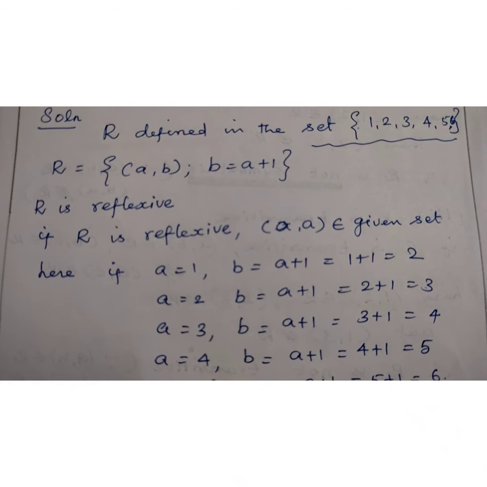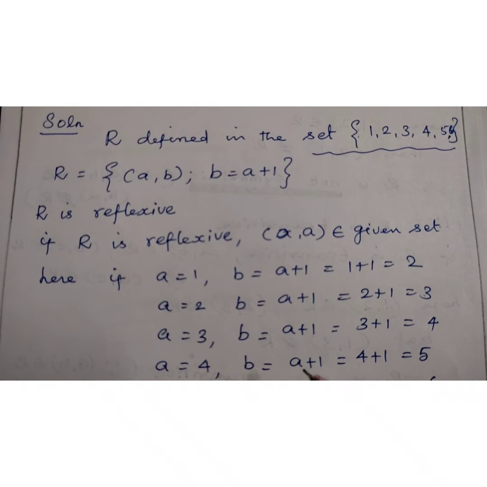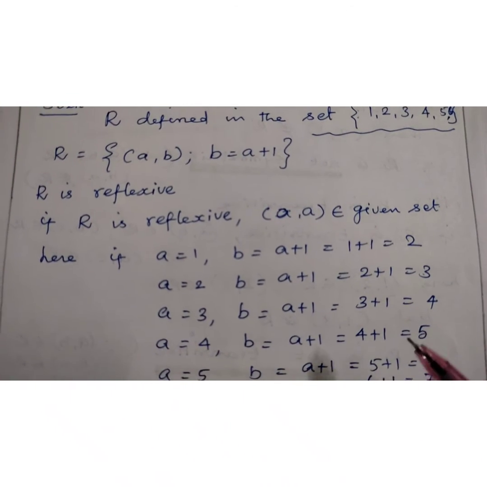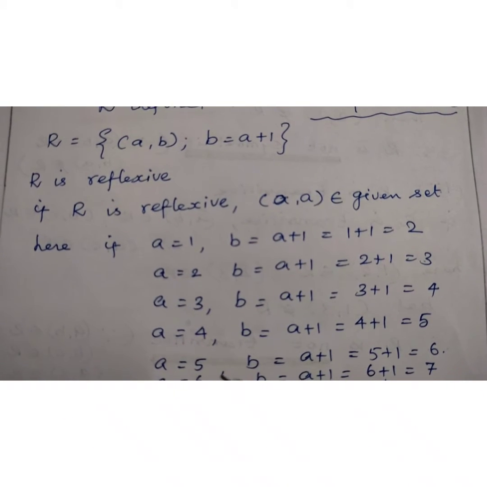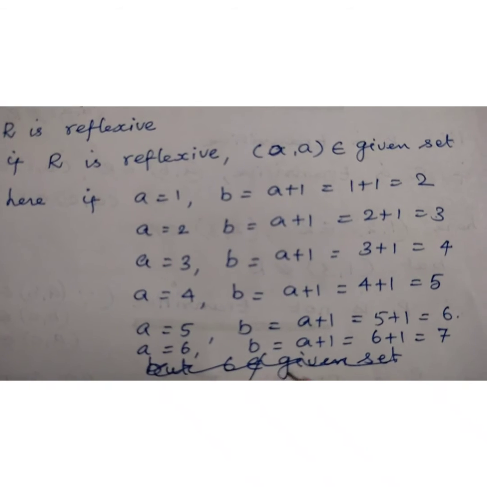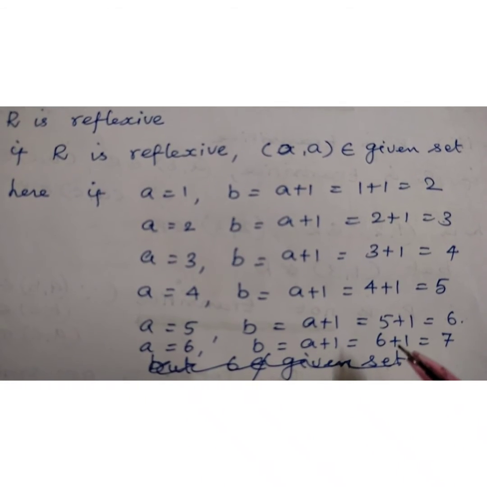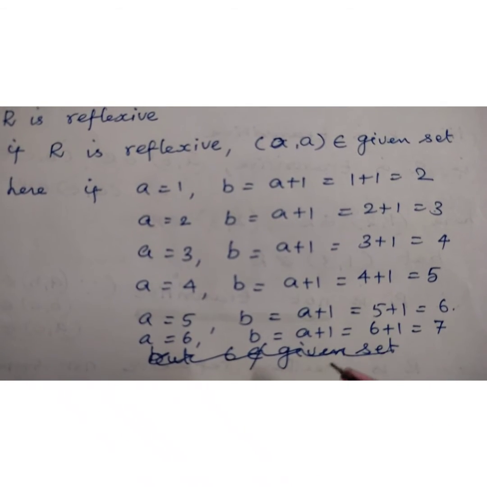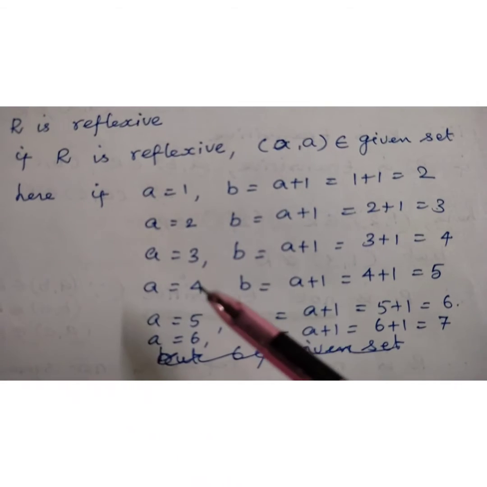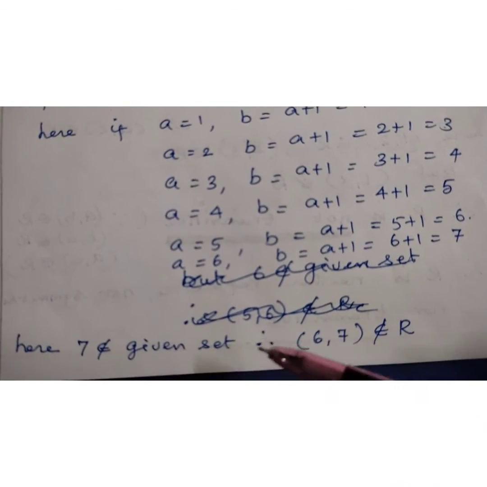A equal to 4, then B equal to A plus 1. Substitute A equal to 4 in this condition, then we get B value is 5. Then A equal to 5 means B value is 6. A equal to 6 means B equal to A plus 1 equal to 6 plus 1 equal to 7. But here A values are 1, 2, 3, 4, 5, 6. Okay. But B equal to 7 here.